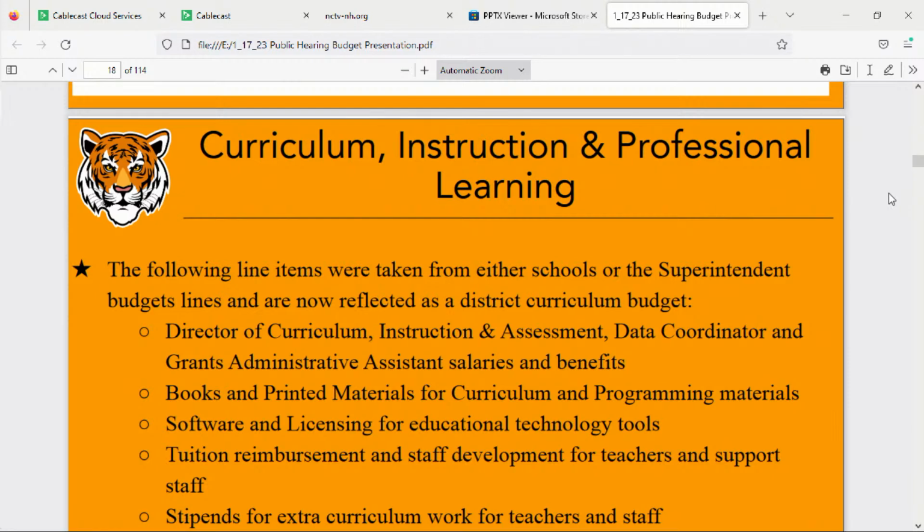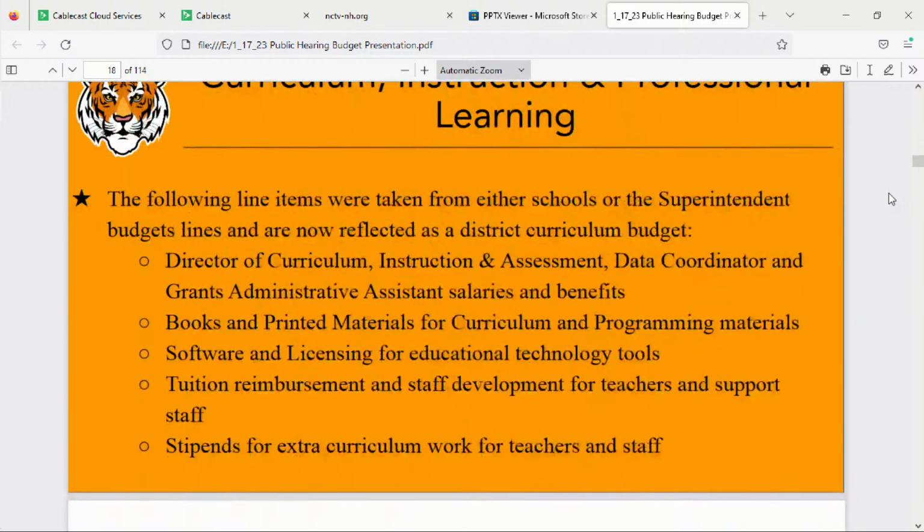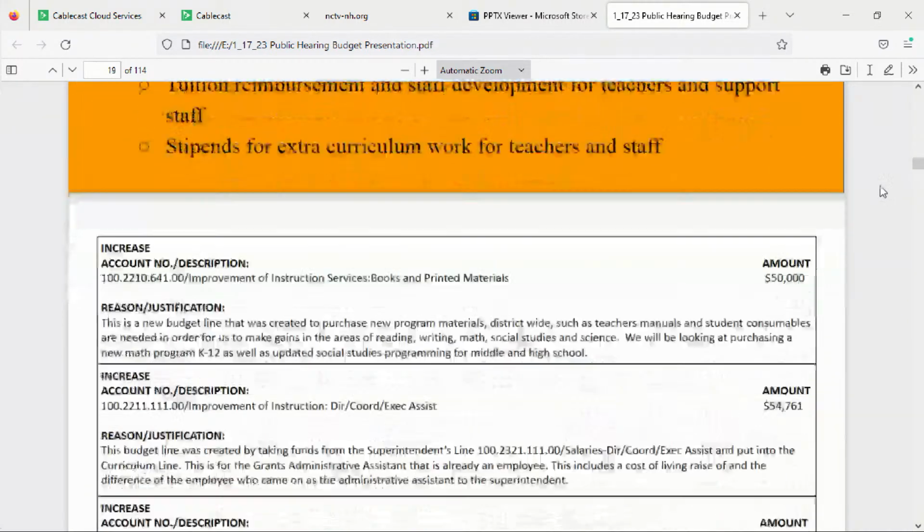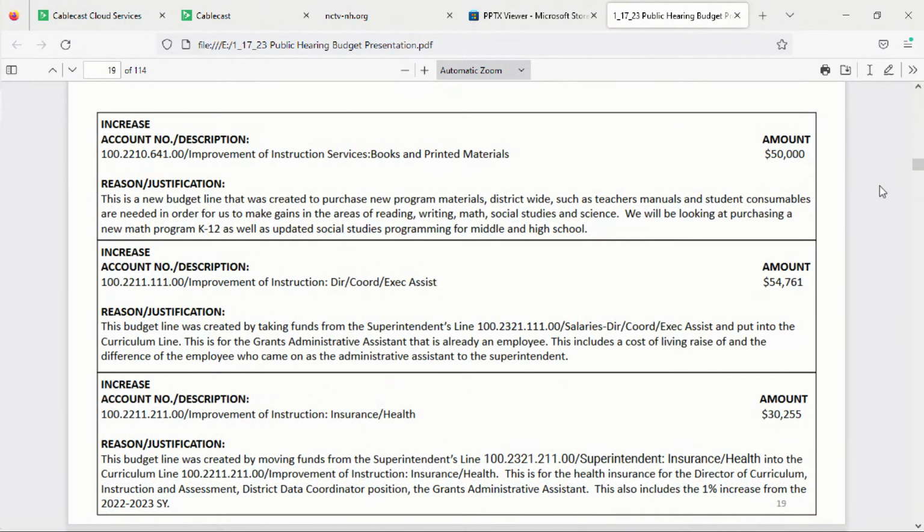Books and printed materials district-wide for programming, software and licensing for all educational tools, and tuition reimbursement and staff development, which are included in the CBAs for both teachers and support staff. And then some extra curriculum work stipends for staff and teachers. And the $50,000 that starts out first for books and printed materials is in order for us to make gains in the areas of reading, writing, math, social studies, science. We'll be looking at purchasing new math programming along with some upgraded science and social studies materials. So that is really important to help push us forward.